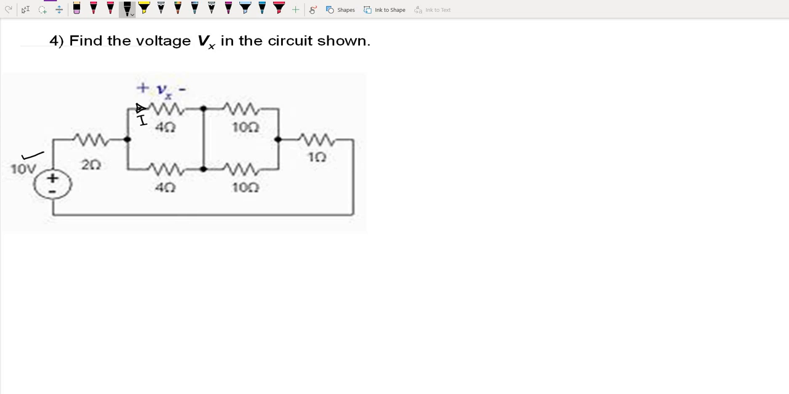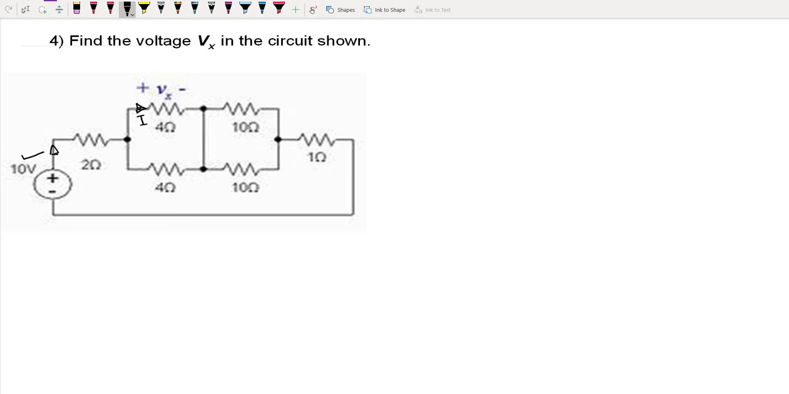You can see the circuit is connected to a 10 volt DC voltage source, which pushes the current in this direction because the top side is positive. That current flows into the 2 ohm resistance, then divides into 2 parts. One part goes into our required resistor, that is the 4 ohm resistor, across which we need to find the voltage. Now, the question is, how to find this branch current? Is it possible to directly find the branch current? No, it is not possible.